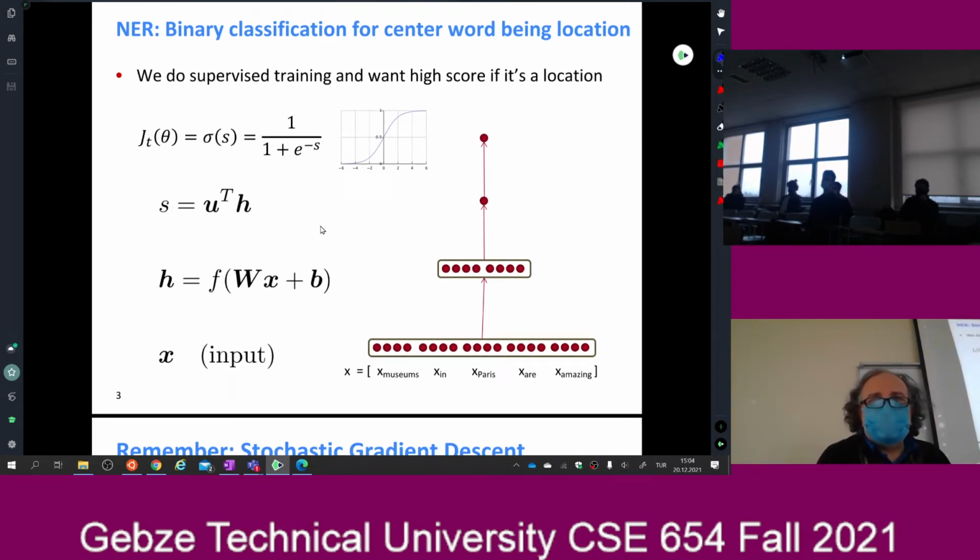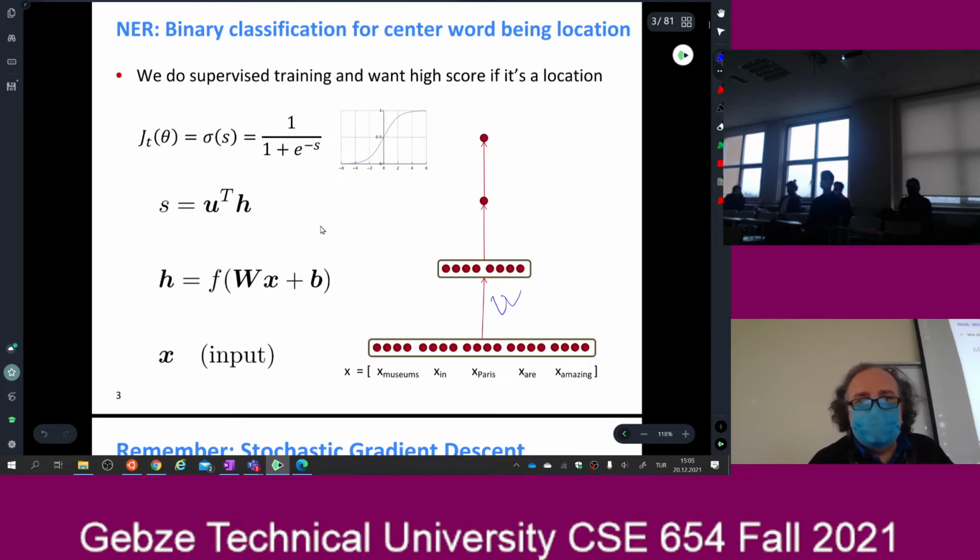Binary classification for center word being a location. Okay, we are trying to produce a location, and our 20 dimensional input, and then here I have a W, which is 8 by 20, and our 8 nodes, and we have this single node here. It will take all that information, and at the end I have a logistic regression. This one will produce a number between 0 and 1. If it is 0, it means it is not a location. If it is closer to 1, it is a location. That's what we are going to do.